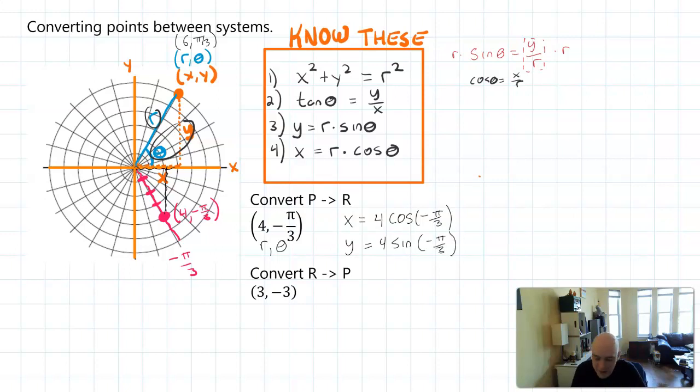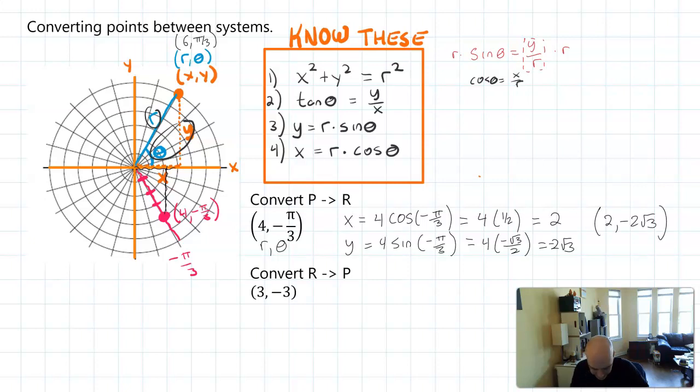Now, I kind of think back to my unit circle, and I remember that cosine of negative pi over 3 is positive 1/2, and sine of negative pi over 3 is negative, because it's in the 4th quadrant, negative root 3 over 2. So that would be 2, and that would be negative 2 root 3. So the coordinates of this point in rectangular would be 2 and negative 2 root 3.